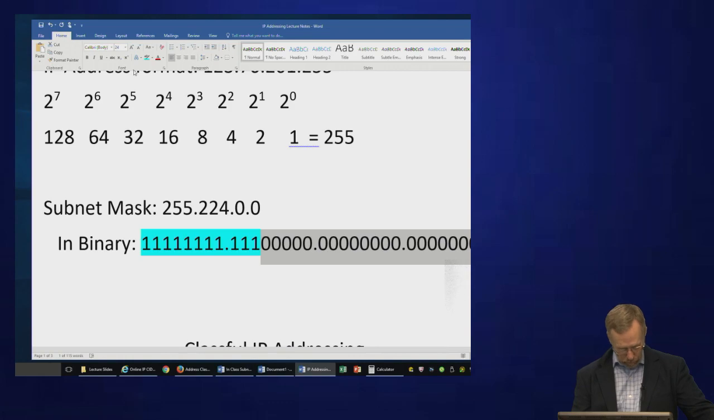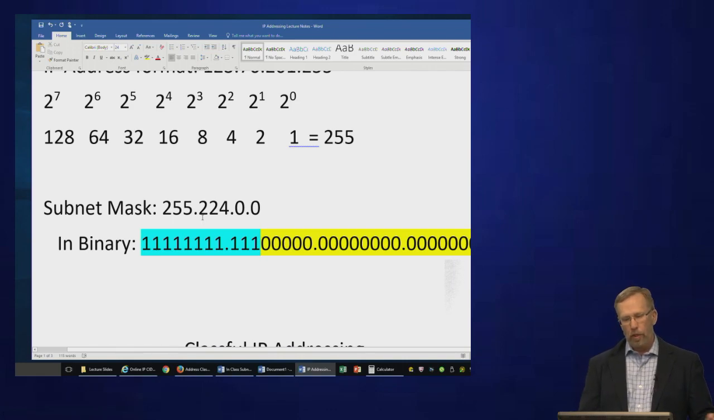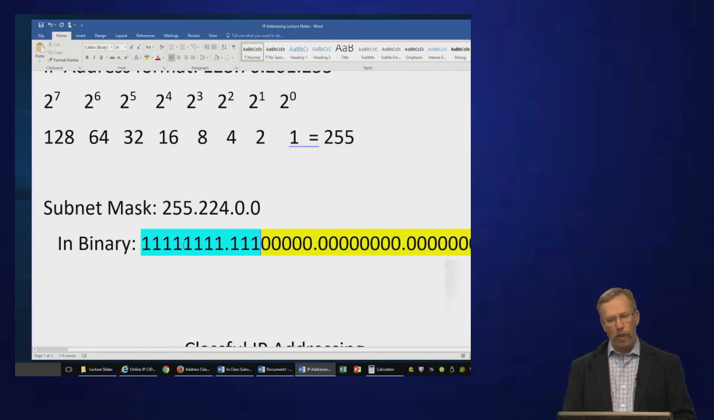That's the host portion. So that's how we know how many bits belong to the network ID and how many belong to the host ID. The ones are always network bits, the zeros are always host bits. So the same information is communicated in this format.